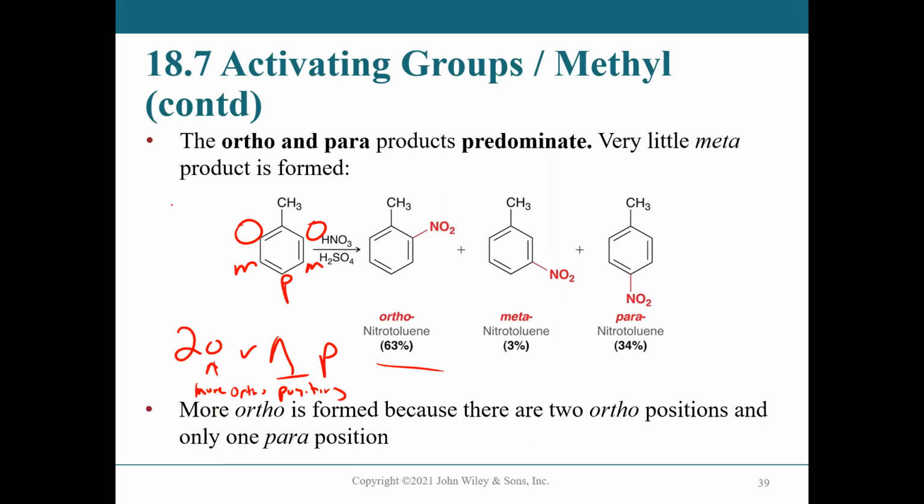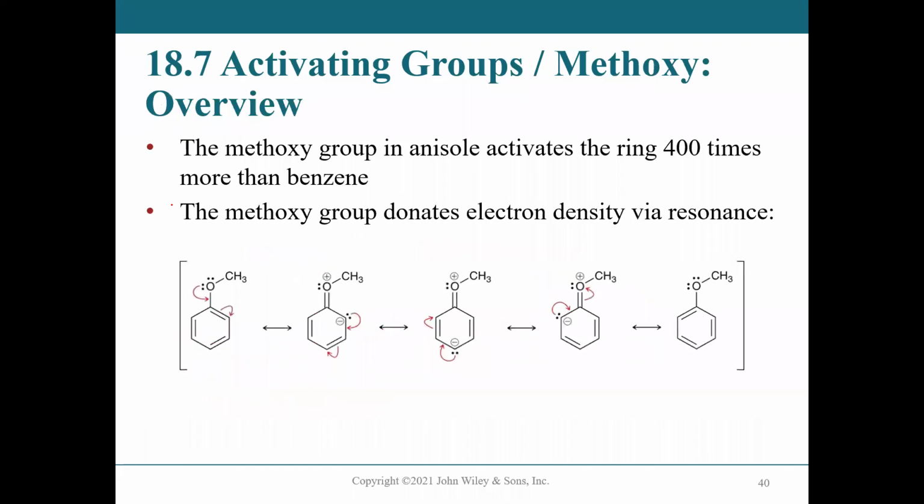We saw that the ortho position was much more highly desired than all the other positions. So the methoxy group in anisole activates the ring 400 times more than benzene. The methoxy group donates electron density via resonance. You can see how it can donate electron density via resonance because of the lone pair of electrons on the oxygen.